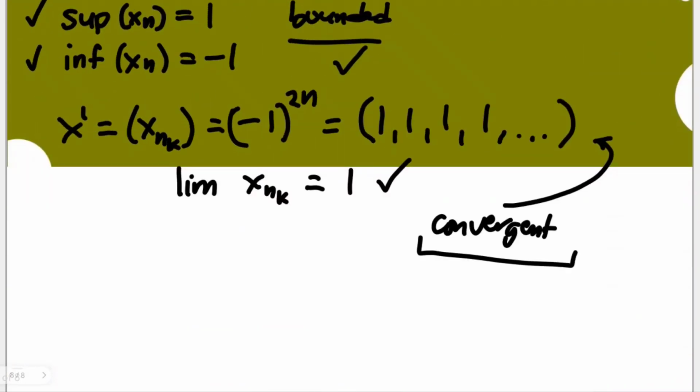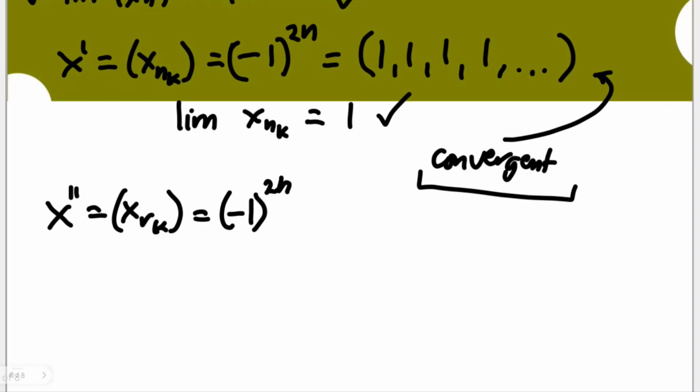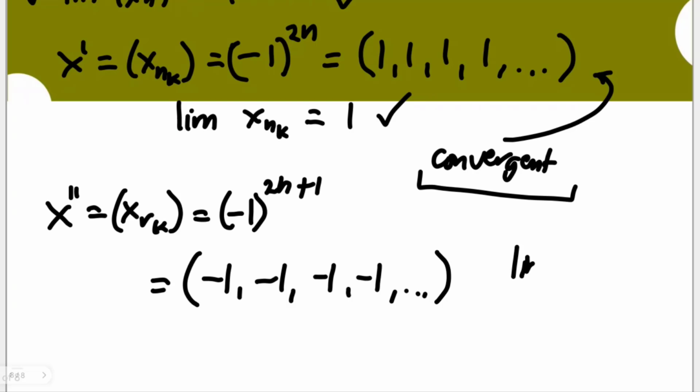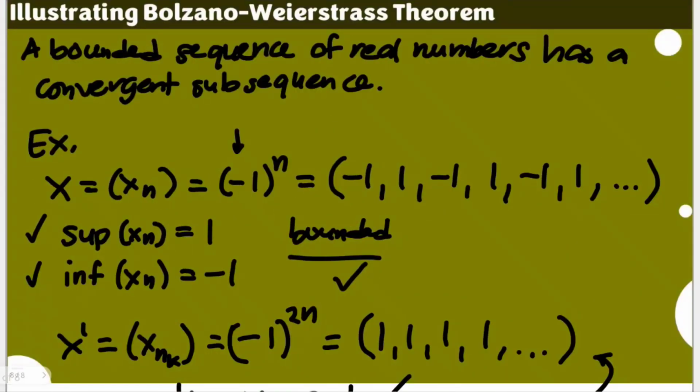We could also look into the other subsequence if you would like to. Let's just say x sub r sub k, let's use (-1)^(2n+1), and the elements here are -1, -1, -1, -1 as well. So we can see that the limit of this subsequence is -1, and since the limit exists, this is also a convergent subsequence.